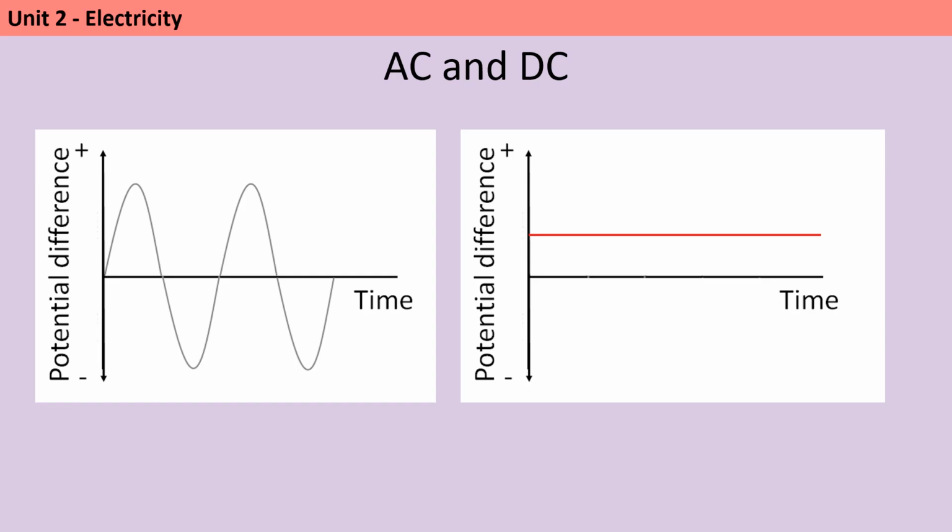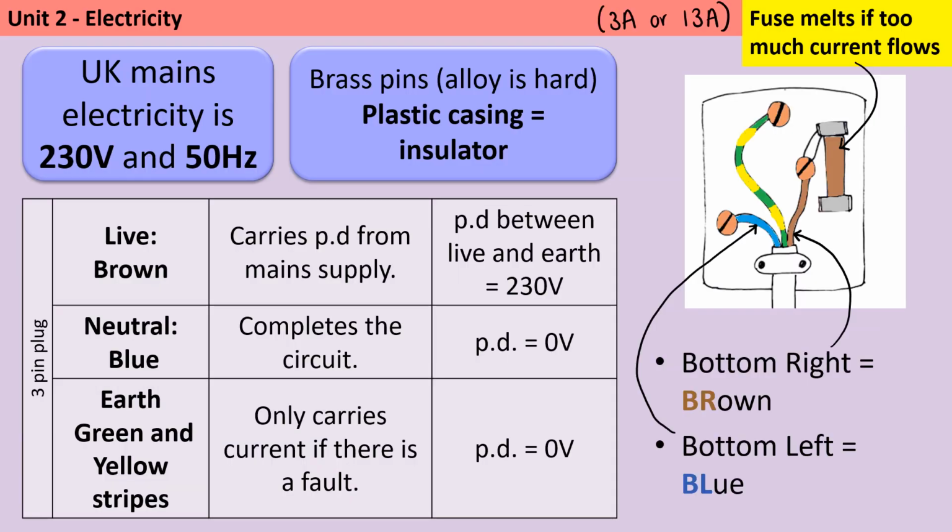In contrast, direct current, which you get in a simple circuit with a cell or a battery, is current that only flows in one direction. As we've said, the frequency of the main supply in the UK is 50 Hz. You should also know that the potential difference is about 230 volts.